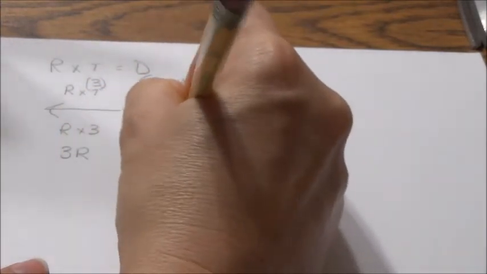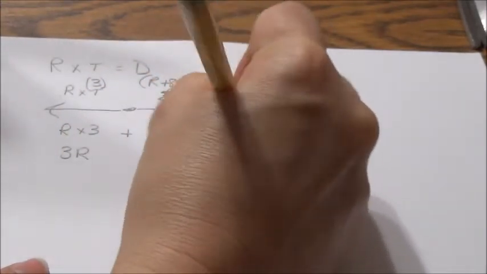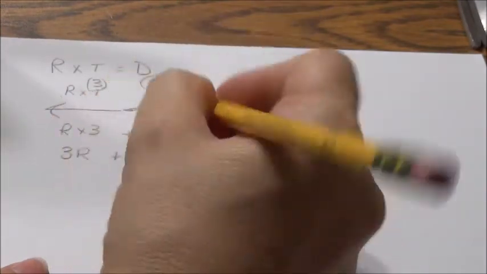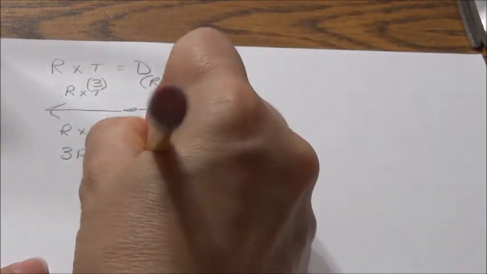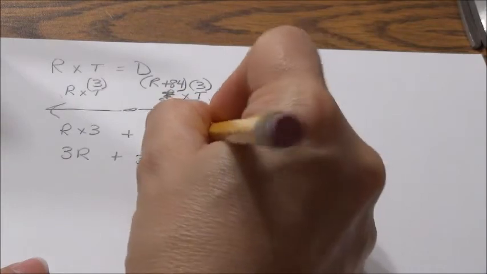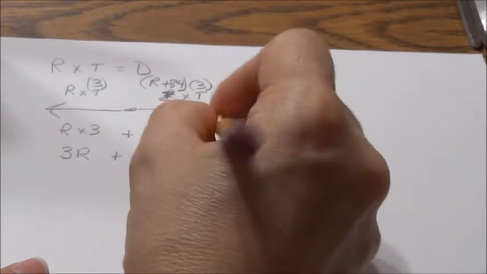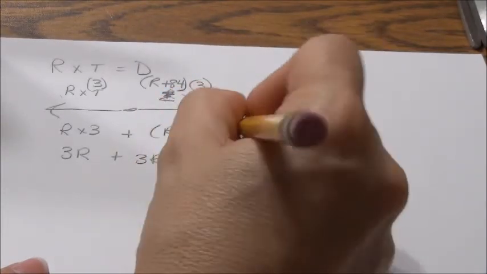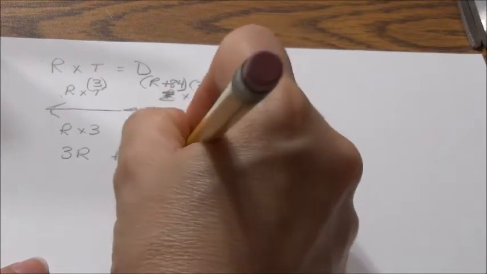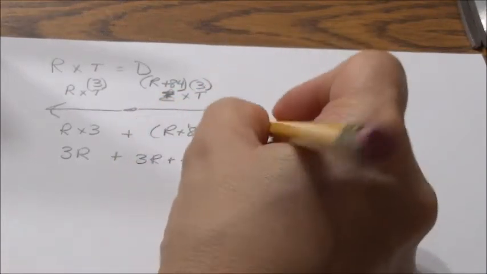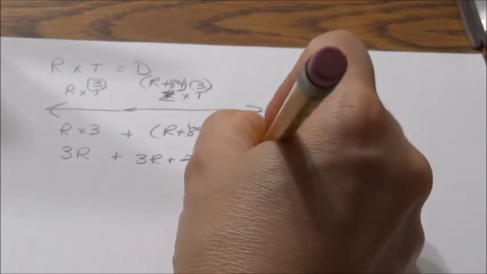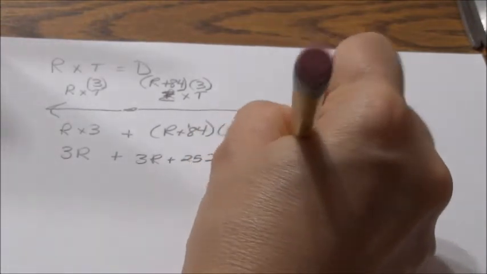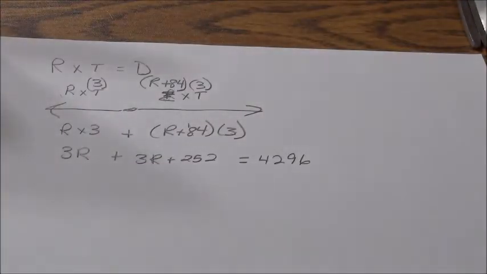So what I have is R times 3, which would be 3R, plus R plus 84 times 3, which if I use my distributive property would be 3R plus, I got to take 84 times 3, so that would give me 12, carry my 1, 24 plus 1 would be 25, so 252 equals my 4,296 miles apart.